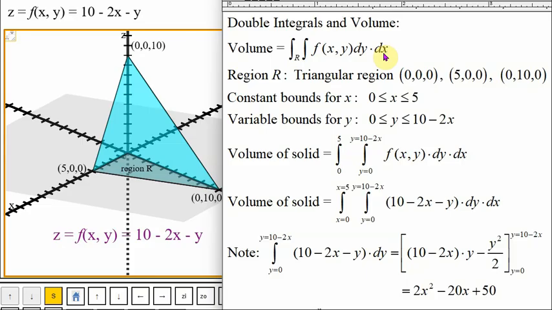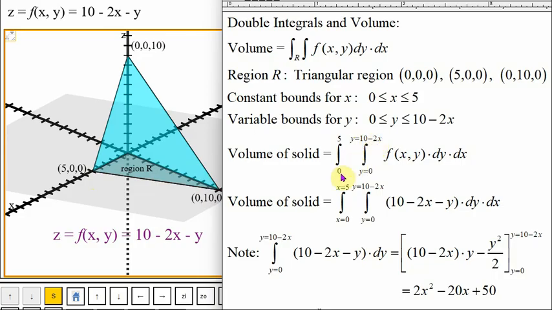Since we're doing dy dx, the bounds on x will be constant, from x equal to 0 to x equal to 5. The bounds on y will be variable, from the line y equal to 0 to this line, y equal to 10 minus 2x. Notice that the slope of this line is negative 2, and the y-intercept is 10. Therefore the equation for this line is y equal to 10 minus 2x.